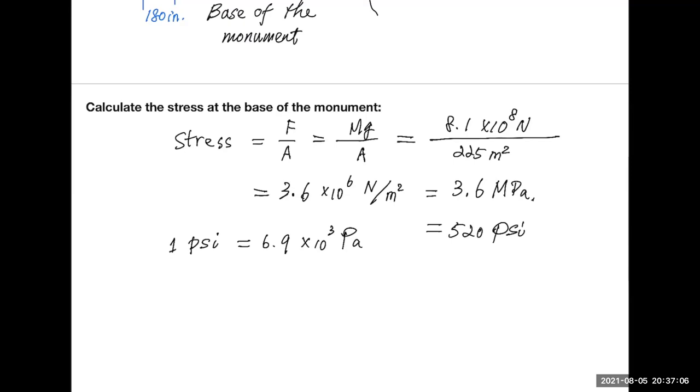For every square inch, you know what a square inch is, right? The force due to the weight of the monument on every square inch of area at its base is about 520 pounds. That's quite a lot, 520 pounds on every square inch. You know, that's a lot more than the force that a person would exert, you know, at our foot, okay, per square inch. All right, so let's look at a related example.